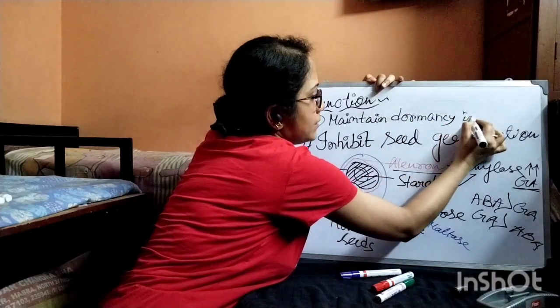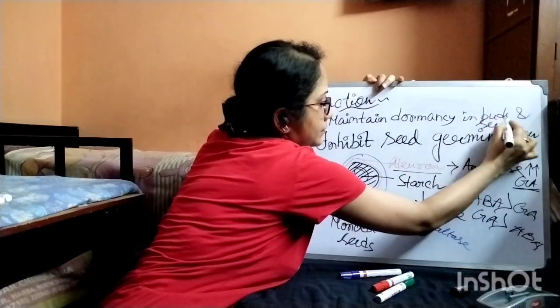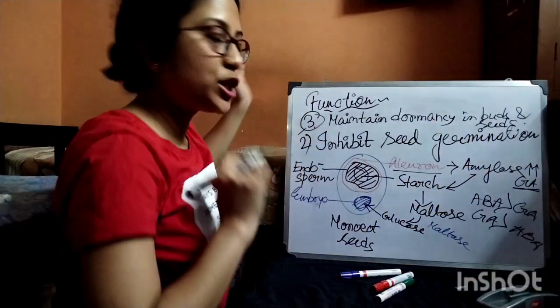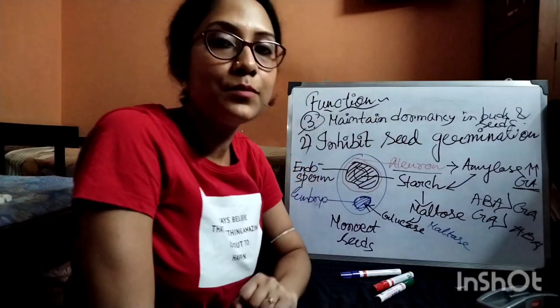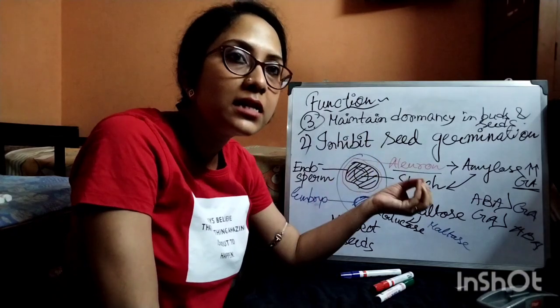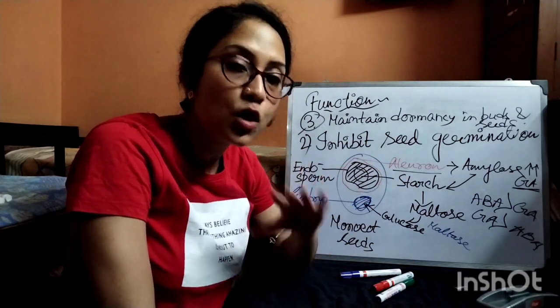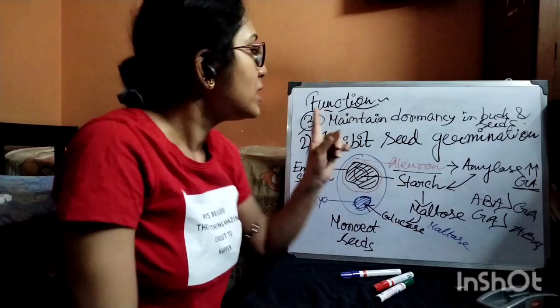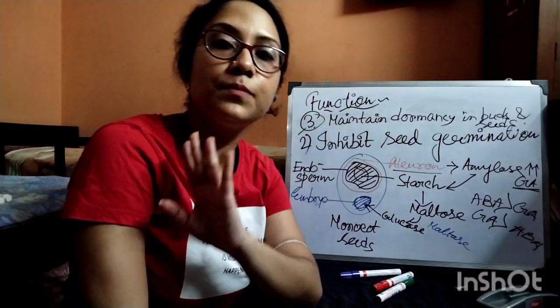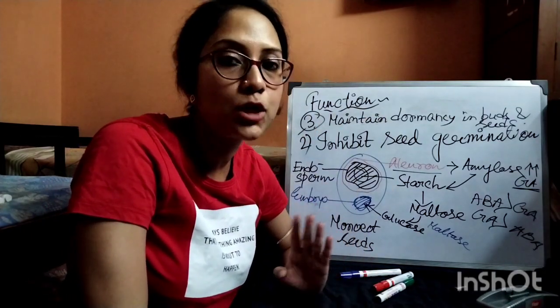Maintain dormancy in buds and seeds. Just as I have mentioned, the second point is that it inhibits seed germination. Inhibition of seed germination means what? It means the seeds or the buds will remain in a sleeping state, or hibernated state, or dormant state. So maintaining dormancy in buds and seeds is the third important function of the abscisic acid hormone.